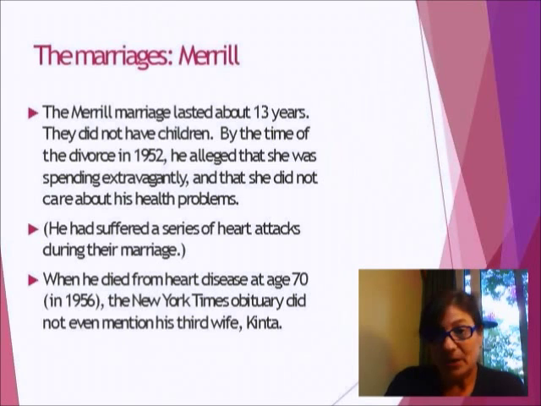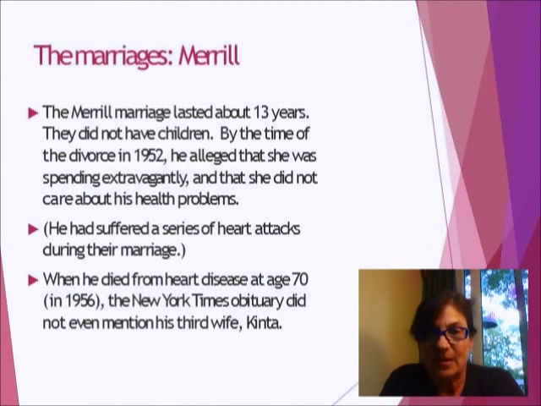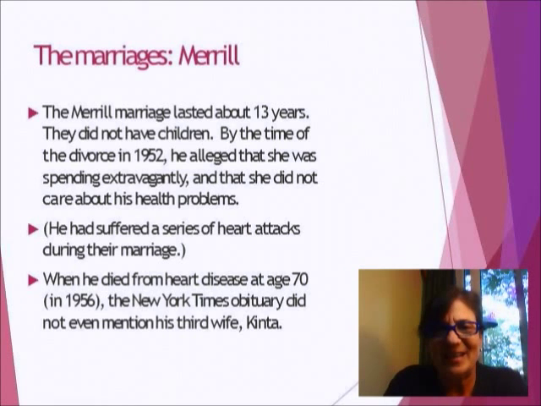The Merrill marriage, Charlie Merrill and third wife Kinta, lasted about 13 years. They did not have children. So remember, she bargained for stuff in trust for her and her kids, but she didn't have any, at least not with him. I don't think she had any. And by the time they got divorced, because they did, 3 divorces for Charlie, he was alleging that she was spending extravagantly, and he had had some heart attacks, and that kind of put a damper on their lifestyle, and she didn't take care of him adequately, apparently.